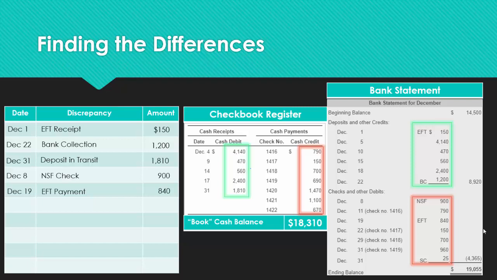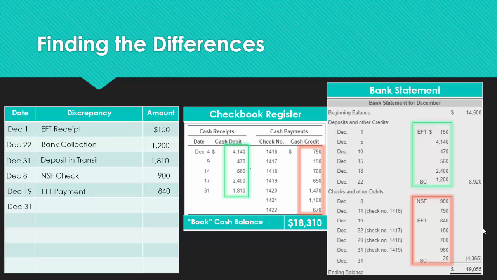We have check number 1417 for $150 on our cash payments of our checkbook register, and it's showing up on our bank statement. We have check number 1418 for $700, which is also showing up on our bank statement for $700. And then we have check 1419, which the check number is showing up on our bank statement. But there's a problem here. See, on our checkbook register, it says it was for $690, but our bank statement is saying that it was for $960. So we got an issue here with check number 1419.